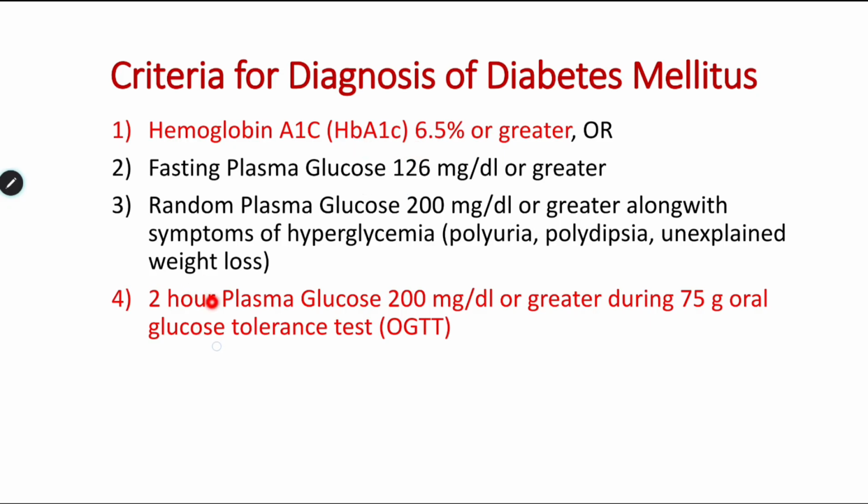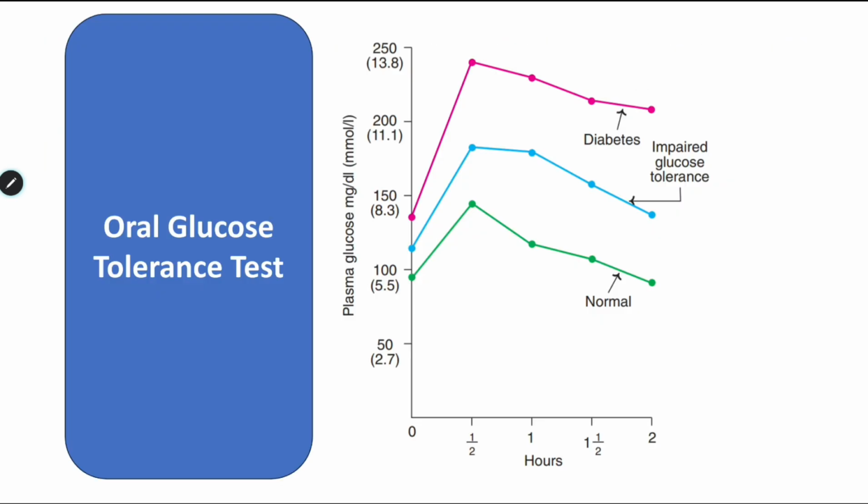2-hour plasma glucose 200 mg or greater during 75-gram oral glucose tolerance test. What is 75-gram oral glucose tolerance test? The patient is asked to have 75-gram glucose. After an overnight fast, you take their fasting sample, which is the zero sample, right? We'll explain in the next diagram.